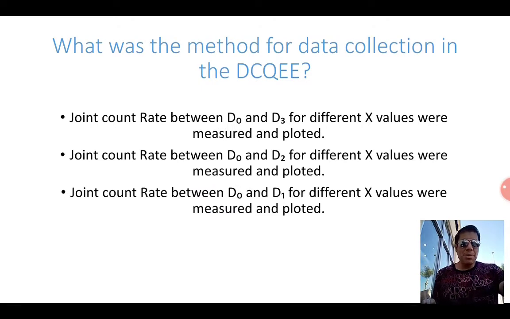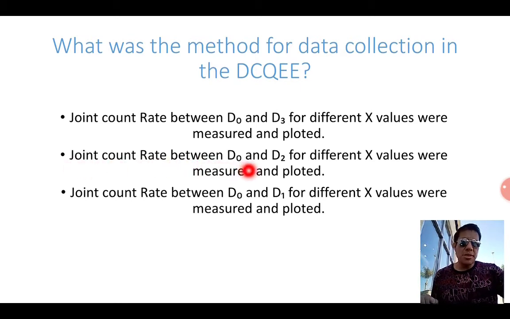What was the method of data collection in the delayed choice quantum erasure experiment? Joint count rates between D0 and D3 for different x values were measured and plotted. Okay, so notice we're measuring joint count rate. We're not measuring the count rate in just one detector. We're measuring in two detectors, right? Joint count rate: what is the coincidence rate in two detectors?